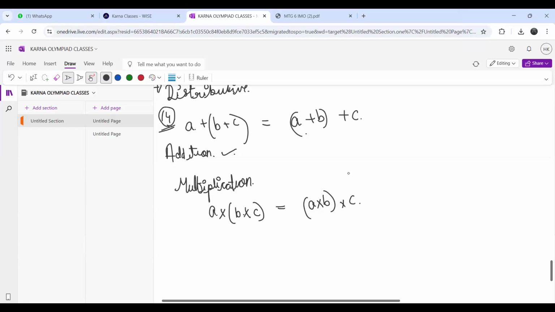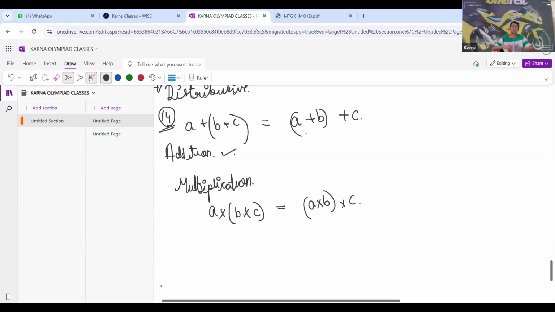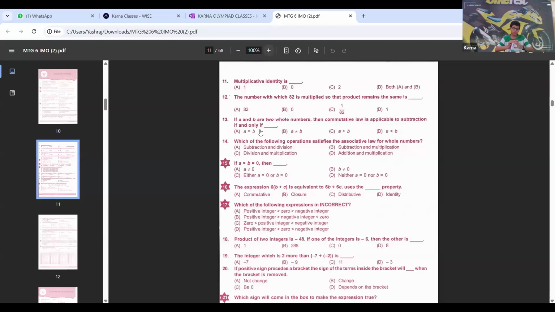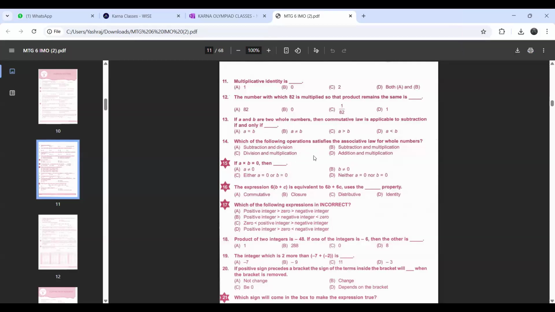Now subtraction. Ma'am, it's not applicable. Okay. And ma'am, the answer is addition and multiplication, D. Very good. Ma'am, the eighth one is C. The eighth one is C. Yeah.